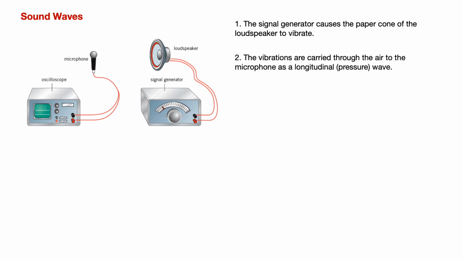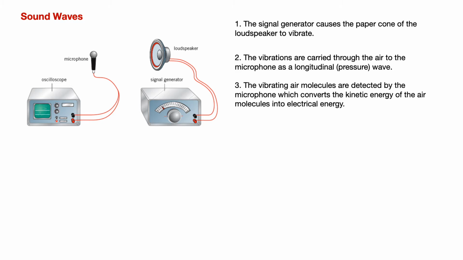So the vibrations are carried through the air and they go off in a number of directions, spreading out, and some of them are detected by the microphone. So the sound waves travel as a longitudinal pressure wave to the microphone, and the microphone detects them. These vibrating air molecules are detected by the microphone, and the microphone converts the to and fro motion of the air molecules into another electrical signal, which again has electric current going one way then the other, corresponding to the to and fro motion of the molecules' vibration.